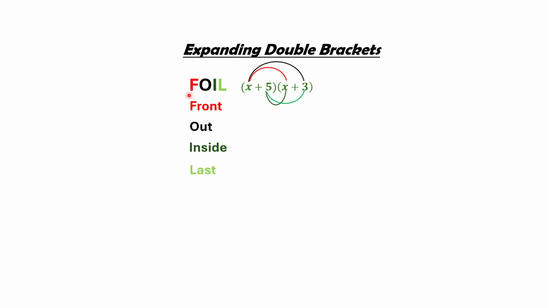So for the front, we have x times x, which is x squared. For the out is x and 3, so it's 3x. For the inside, it's 5 and x, so 5 times x is 5x. And for the last, it's 5 and 3, so it's just 15. That means your answer for this part is x squared plus 3x plus 5x plus 15. And that's part of the answer.